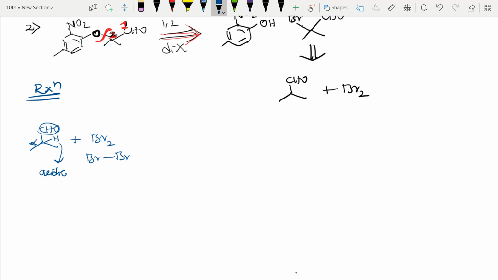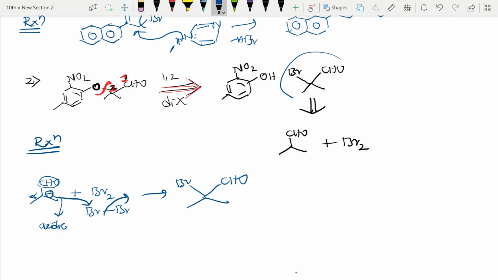Let me write here directly. Now it's working. So negative charge. This negative charge can attack this bromine and this bromine leaves the system. So what will I get? I'll get like this, Br here and here CHO. So I got this one, right?